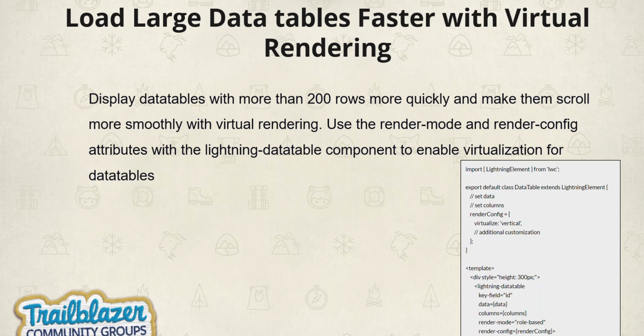So use the render mode. Here you can see the new properties, right? render-mode and render-config. There are two properties, or two attributes, based on your requirement. This is the terminology, attribute or property, based on your need, so you can use that, right? So here you can see render-mode and render-config. These two attributes are now available with the Lightning data table component to enable virtualization for data tables.